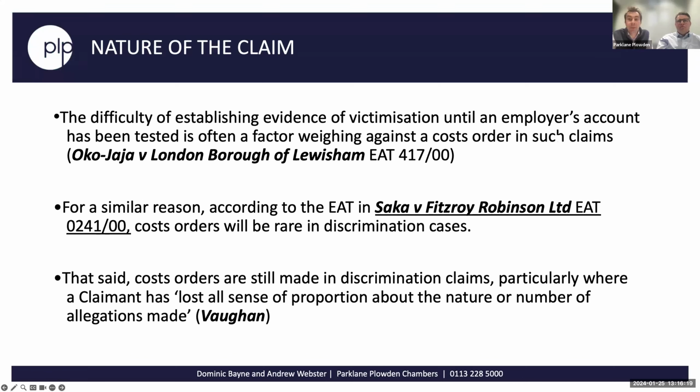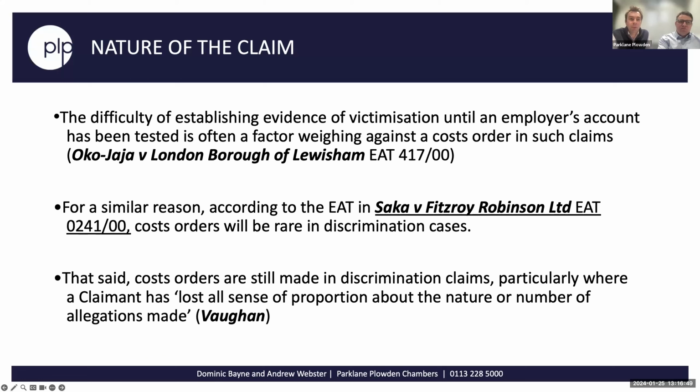Aside from whether someone is represented or not, I think the nature of the claim is the other factor which plays most in the tribunal's exercise of its discretion. That's because it is well recognised that in discrimination and victimisation claims in particular, the weakness of a claimant's case often doesn't become apparent until the explanation for the treatment complained of has been tested in cross-examination.